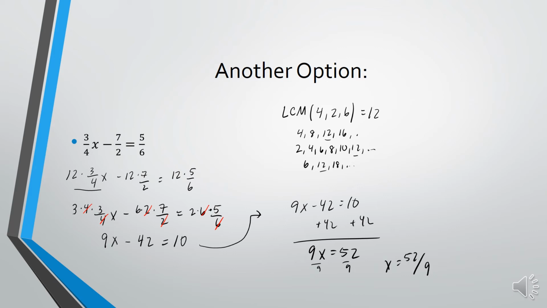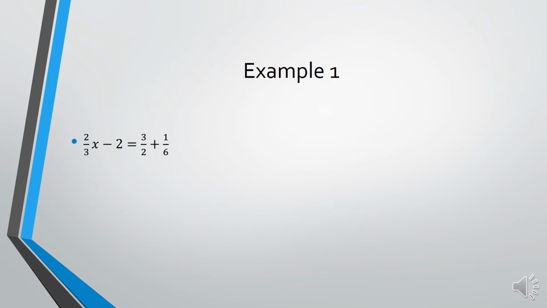So you can kind of decide which way is easier for you. Some people like fractions, some people don't. I think a lot more people tend to not like fractions. So just remember to multiply through by the least common multiple, and then you can get rid of them. So do a couple of examples here.